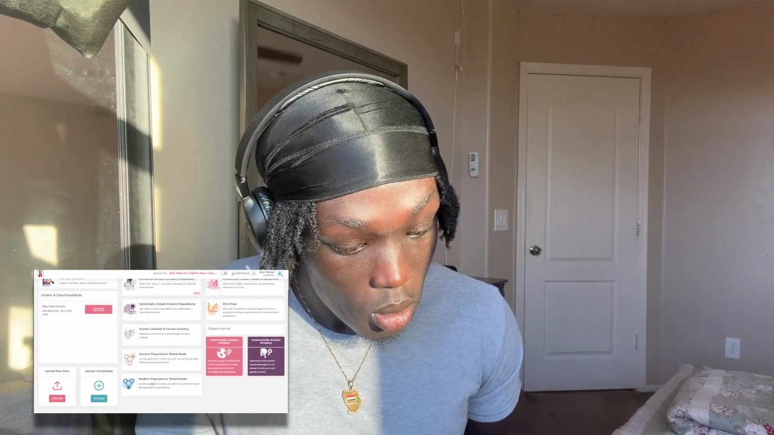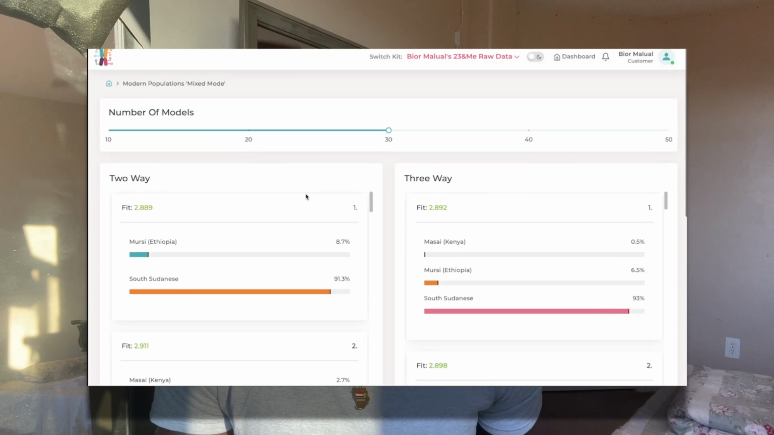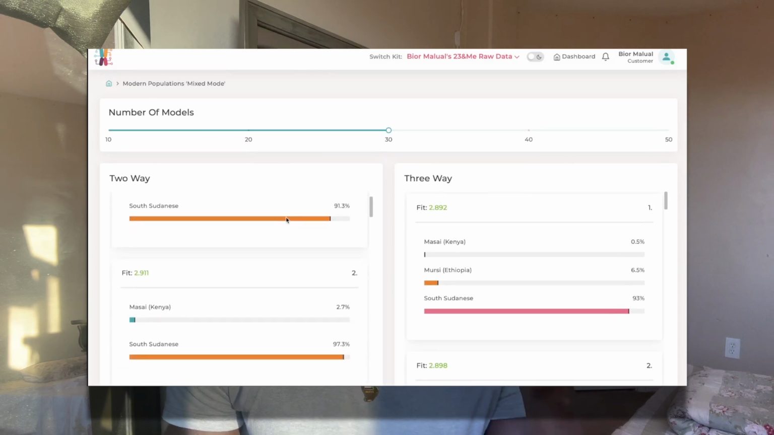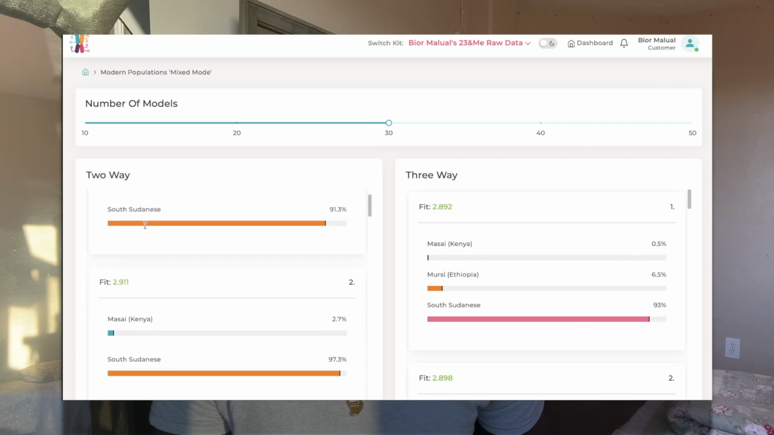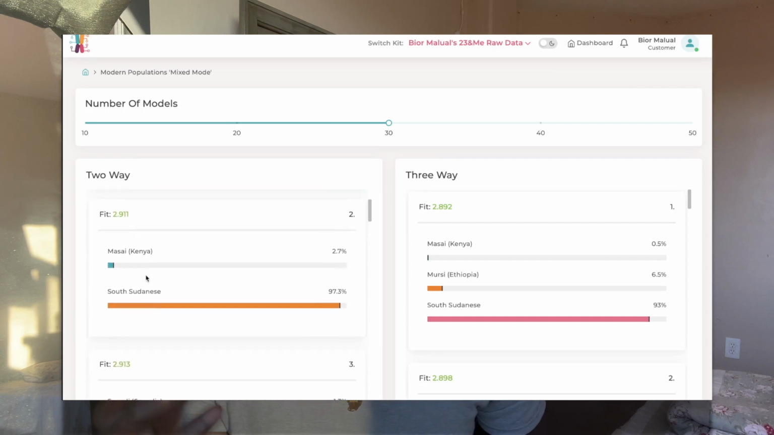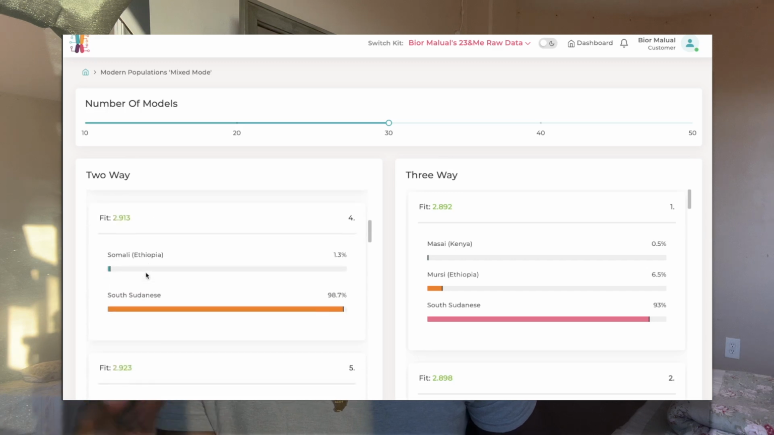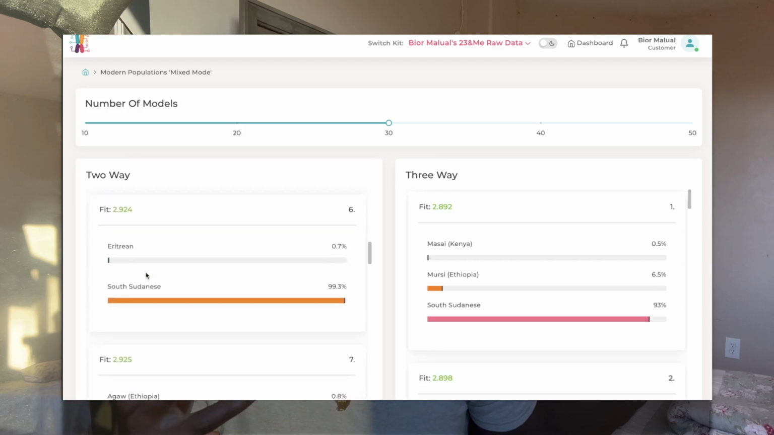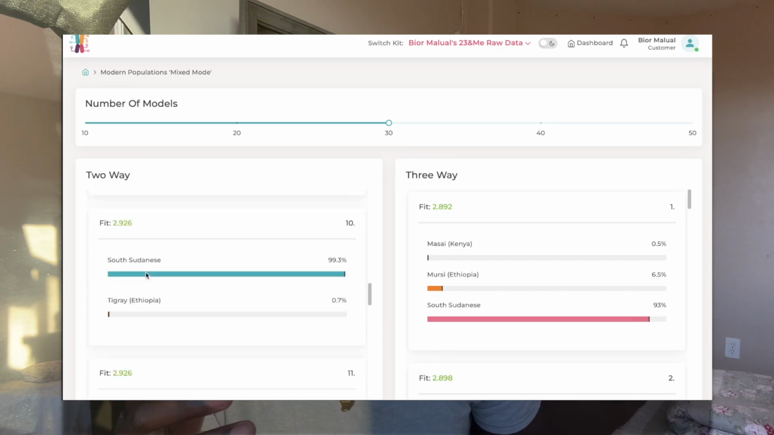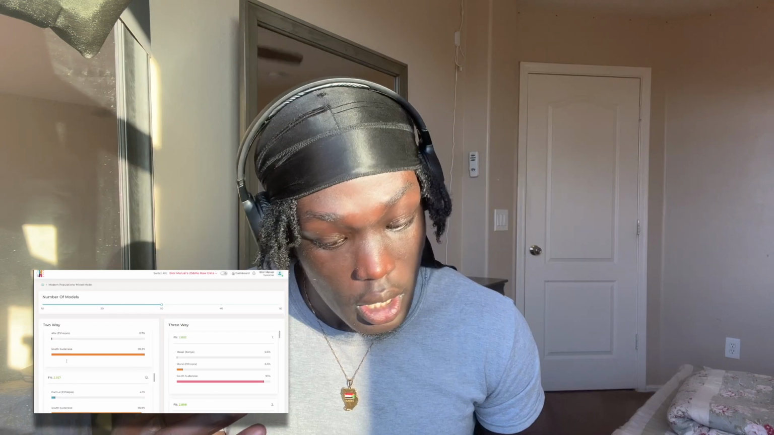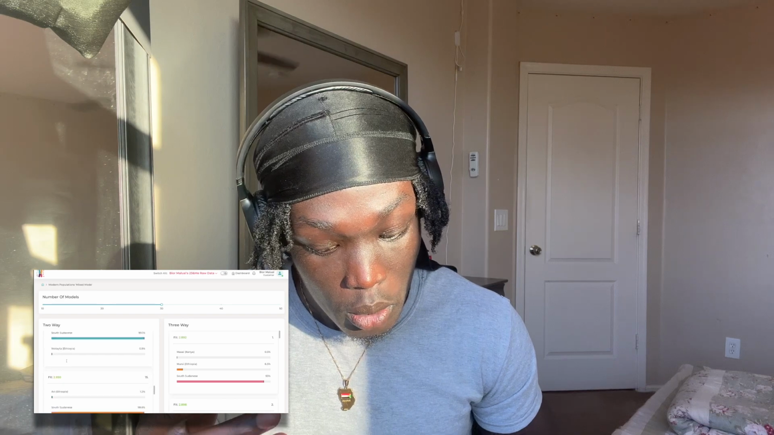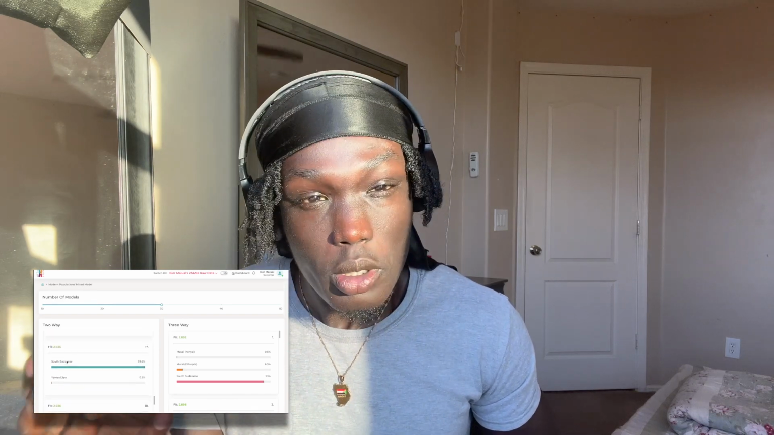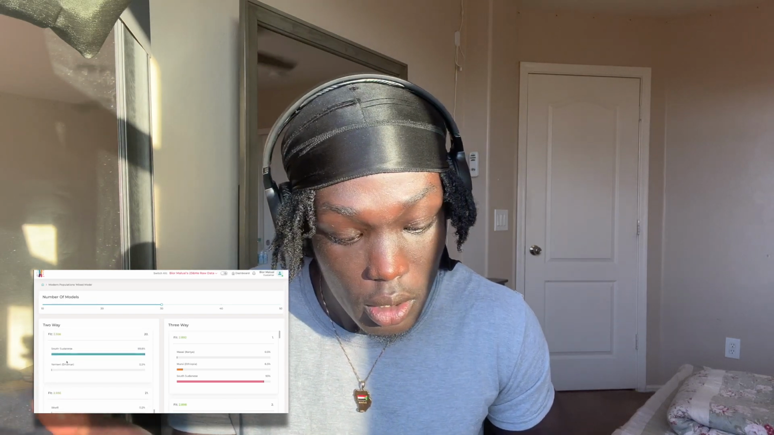And so yeah, modern populations mixed mode. This is the more accurate one, right? And so basically what I get with this is South Sudanese and Amhara. So these are Semitic speaking Ethiopians. Then I get South Sudanese Maasai, South Sudanese Somali, South Sudanese Ethiopian, Eritrean. And it's kind of the same trend. So these are the more accurate ones for my DNA, which is basically just mostly Nilotic with a little bit of Eurasian, you know?